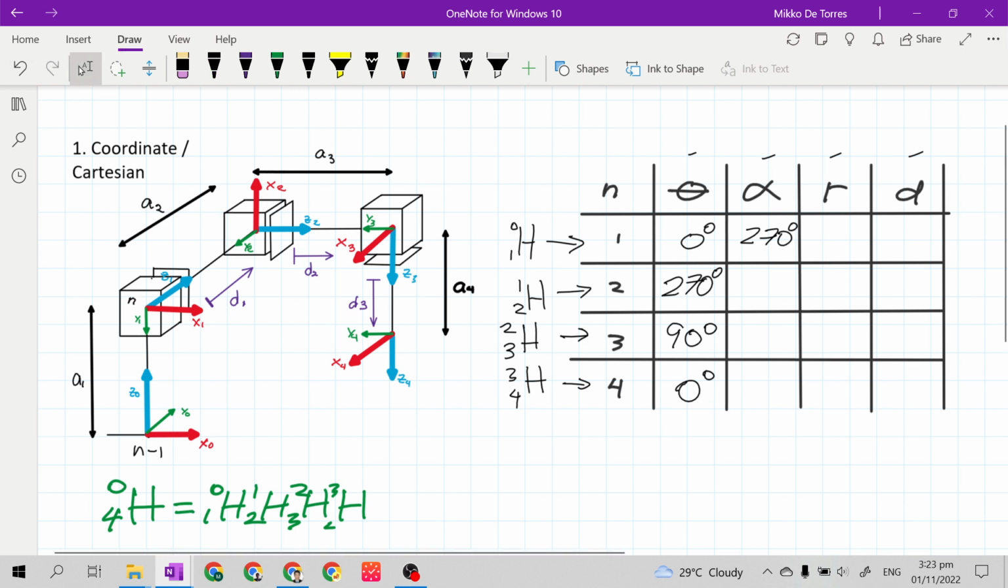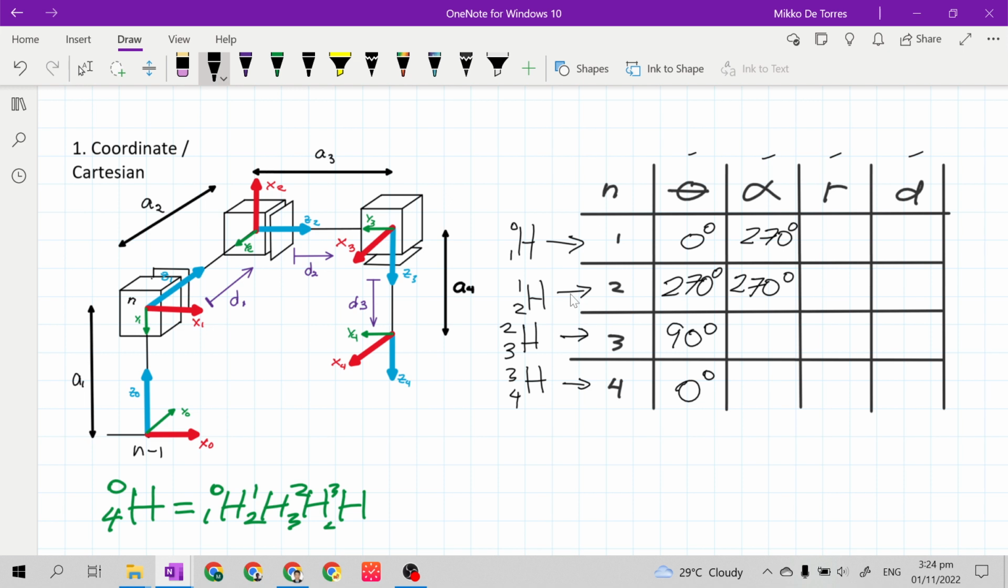Next is the alpha at homogeneous matrix of frame 2 relative or reference to frame 1. So our x sub n now is x sub 2. Our z sub n minus 1 is z sub 1. And our z sub n is z sub 2. The rotation will happen at x sub 2 when we perform the rotation alpha. Z sub 1 will rotate counterclockwise to match Z sub 2. So this is counterclockwise, from here up to here. So the amount of rotation is 270 degrees.